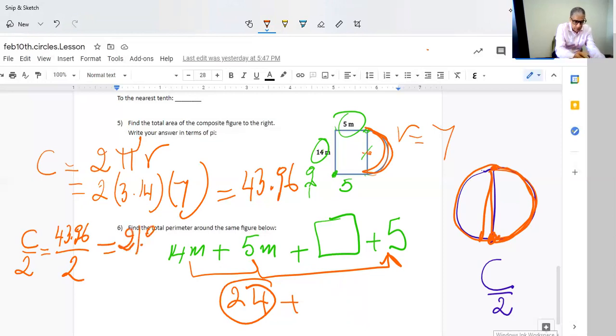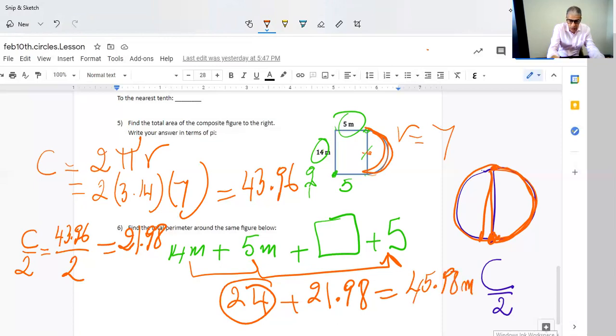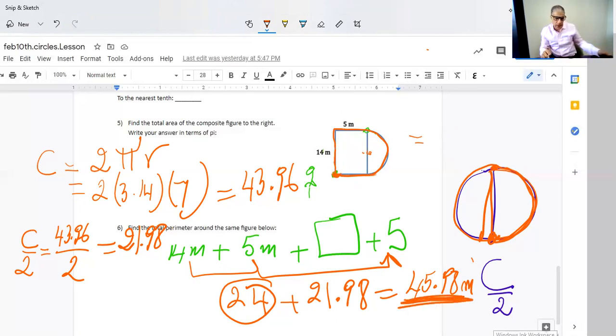So that gives me 21.98. So it'll be 24 plus 21.98. And what do we get? 45.98. And it's in meters. So the distance around the whole shape is 45.98 meters. So think of it as when you move along the line and you stay on the outside all the way around and you get back here, you're gonna be walking around 45.98 meters.